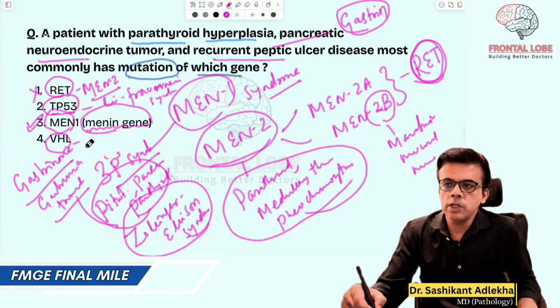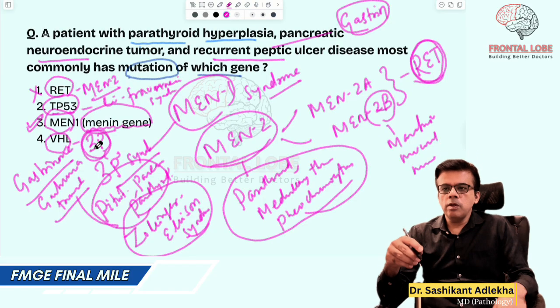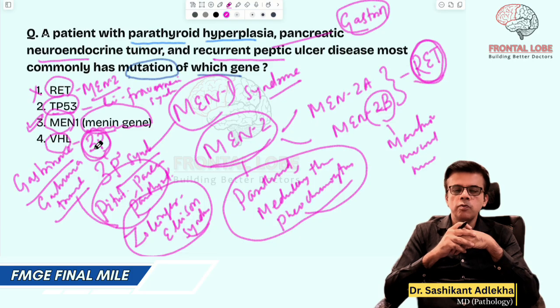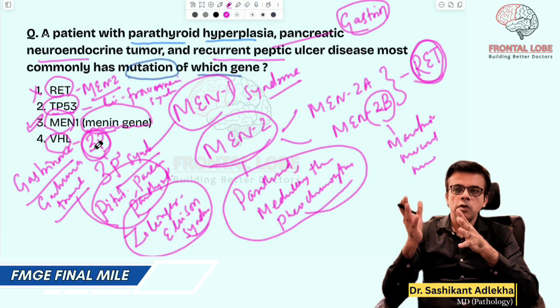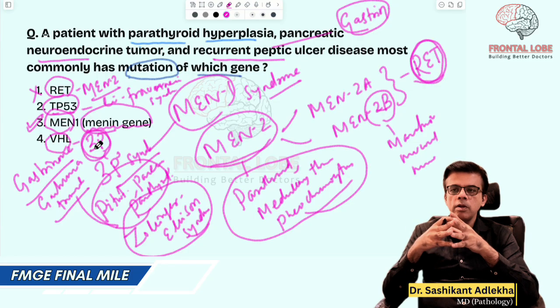VHL gene mutation, this is von Hippel-Lindau syndrome. VHL gene mutation may also be associated with sporadic renal cell cancer as well. This VHL gene is located on chromosome 3p. The commonly inherited syndrome is von Hippel-Lindau syndrome, in which you will see hemangioblastoma in the cerebellum and in the retina. There is a pheochromocytoma, there is renal cell carcinoma. In sporadic renal cell carcinoma also, this VHL gene mutation will be seen.